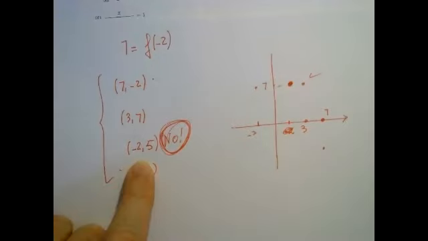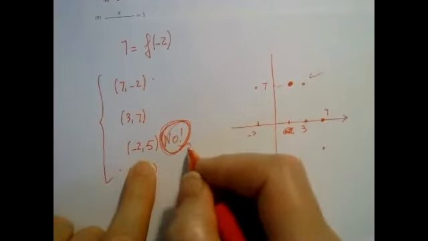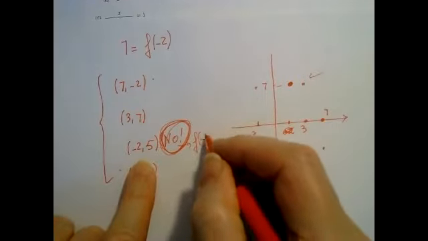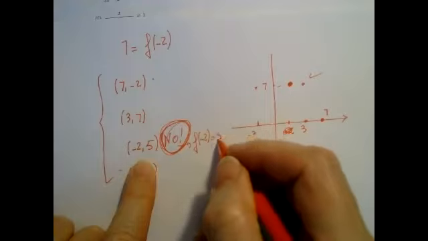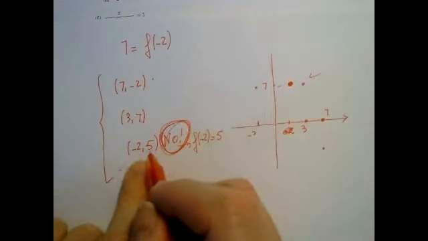Right. Keep going. We can't have two outputs for the same input. Right, (-2, 7). If this is on the graph, it means the function should take -2 to 5. Okay, so that's the input, that's the output.